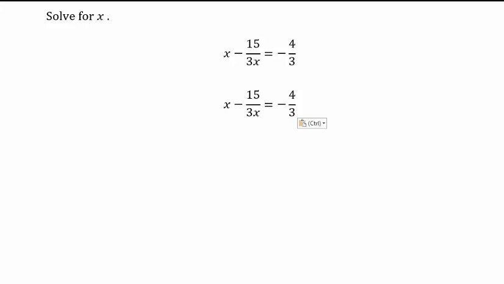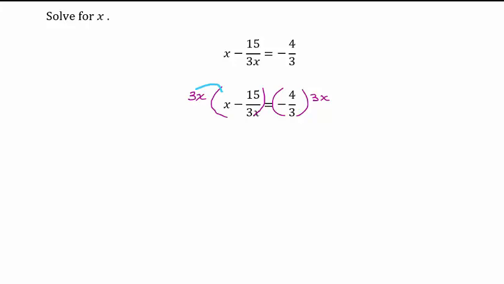So we're going to multiply each side by the LCD, or the least common multiple, of the denominators. So I look at them, 3x and 3, so that's 3x. And then I'd multiply the other side by 3x as well. Okay, now we're going to distribute.